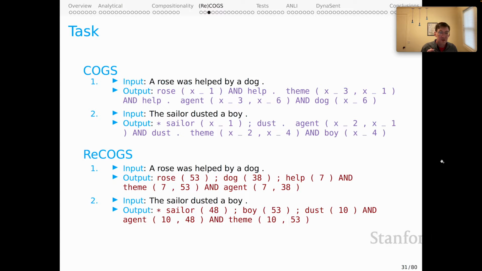Here's that second example, the sailor dusted a boy. We have the star operator for definite descriptions as well, and the other simplifications are as in the first example.